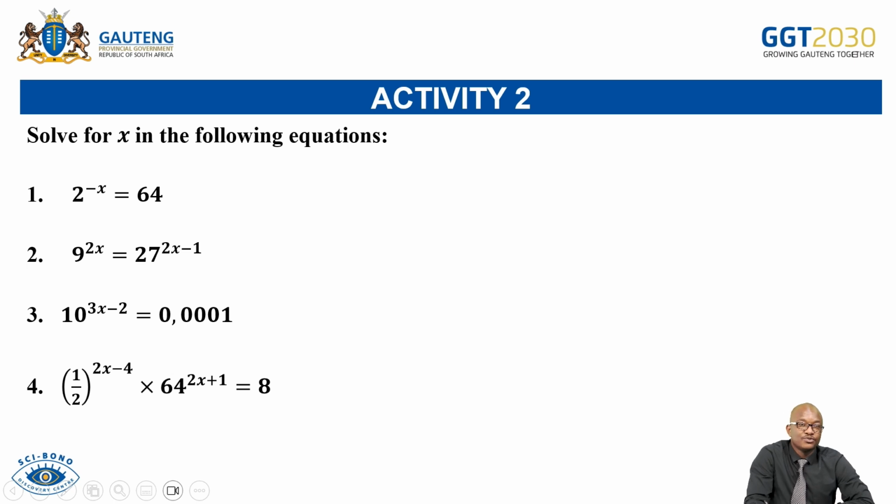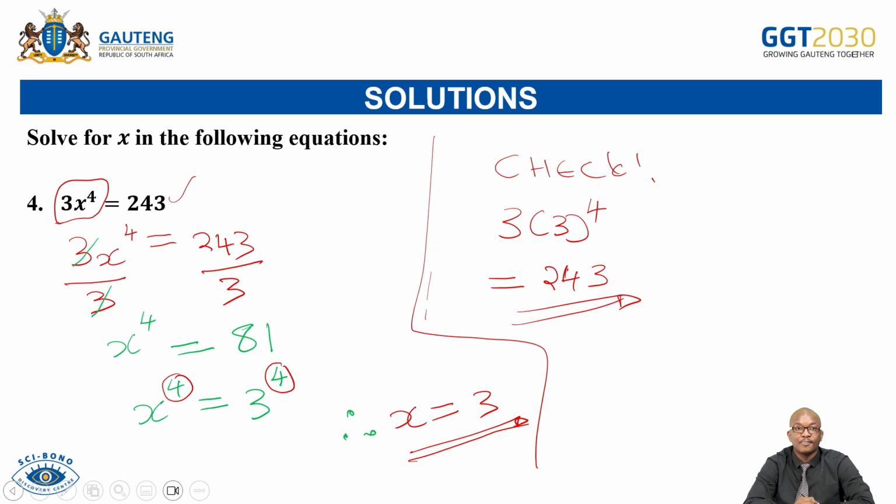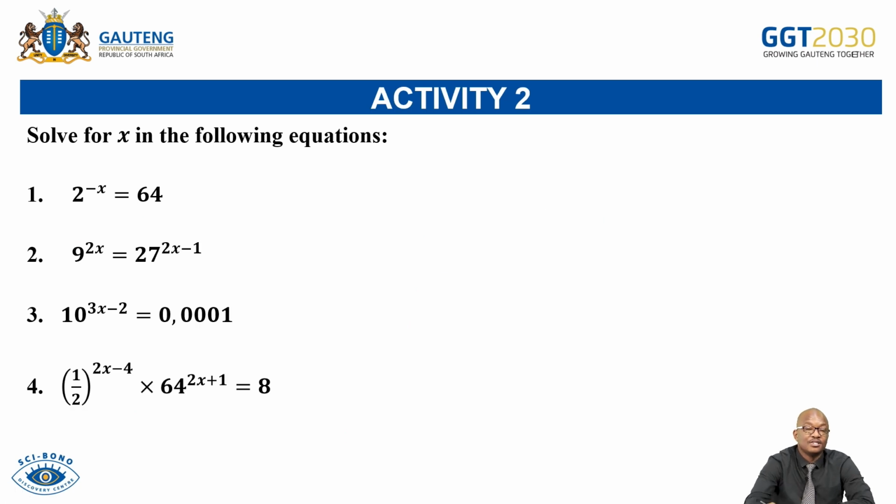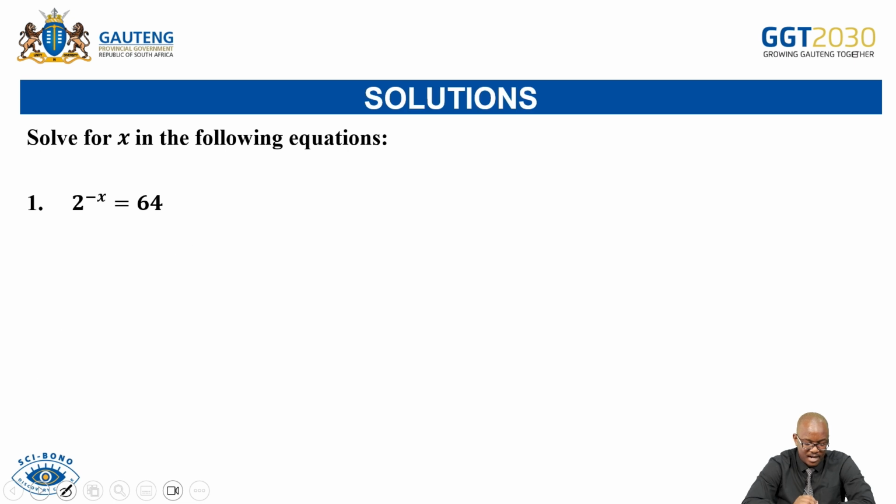In activity number 2, you can see that it's different from activity number 1, because looking at activity number 1, on the base we had the unknown variable. Now looking at activity number 2, you can see that the unknown variables are in the exponents. So now we look into the rules of exponents and we deal with this one.